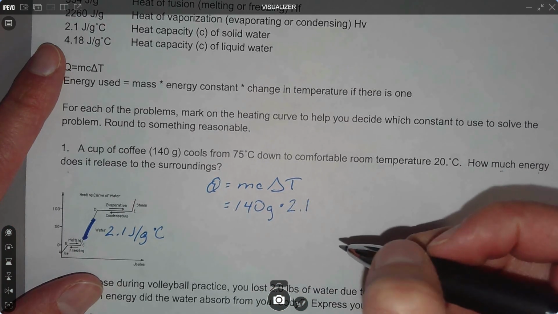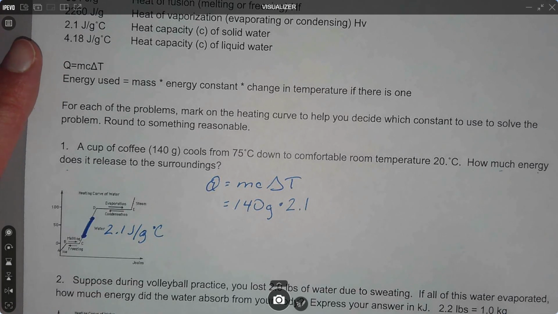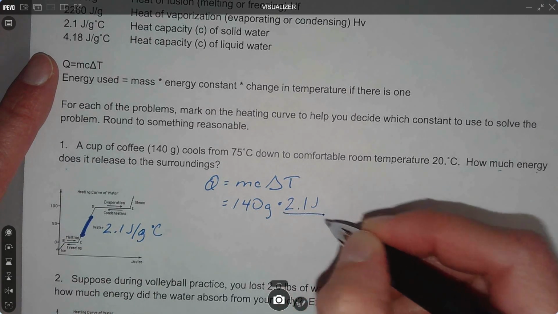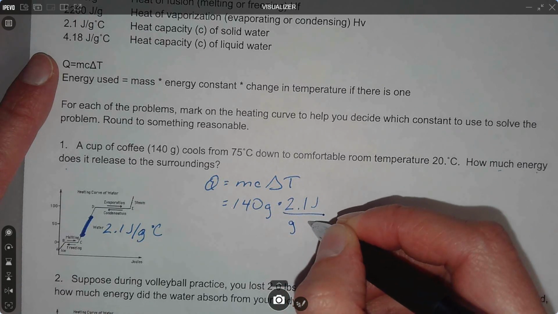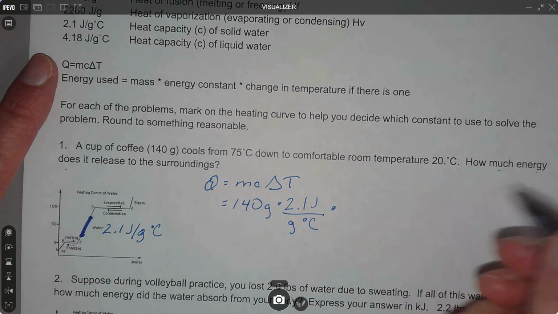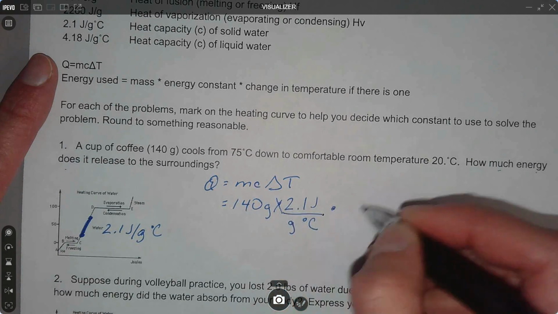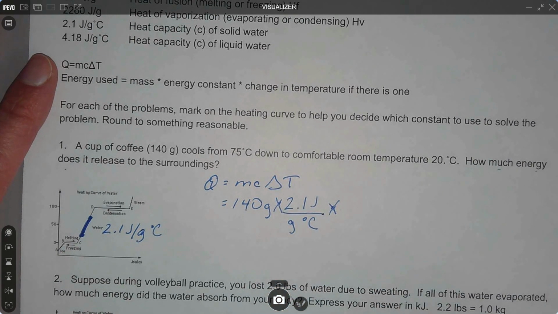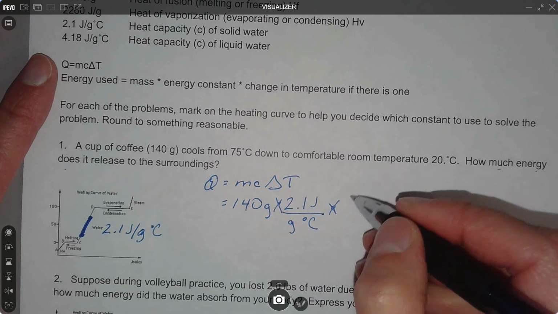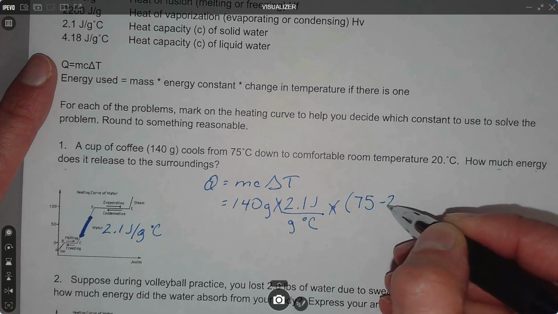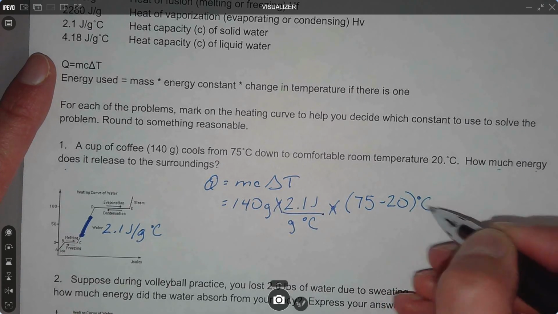By the way, if you put the units of measure in this one, it's kind of cool because all the right units will cancel out. 2.1 joules for every gram degrees Celsius. Notice how I just stuck them down there on the bottom. I don't know why I always write my times signs with X's, but it doesn't really matter. Okay? And then what about the temperature change? How much does the temperature change? 75 minus 20, right? Which is 55 degrees.